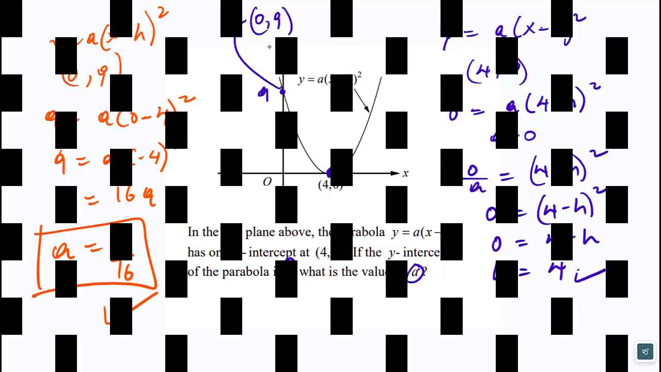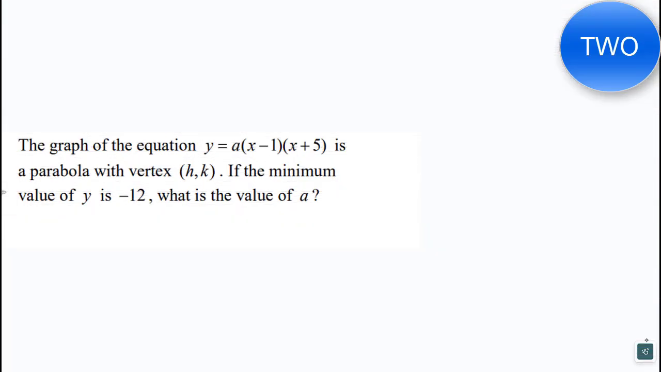and that completes this problem. Alright, the graph of the equation y = a(x - 1)(x + 5) is a parabola with vertex (h, k). If the minimum value of y is -12, what is the value of a?